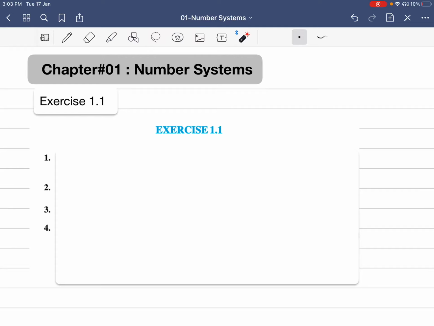So in this video, we are going to see exercise 1.1 from this chapter, Number Systems. This exercise 1.1 consists of 4 different problems. We'll see one problem one by one. So let us start with problem number 1.